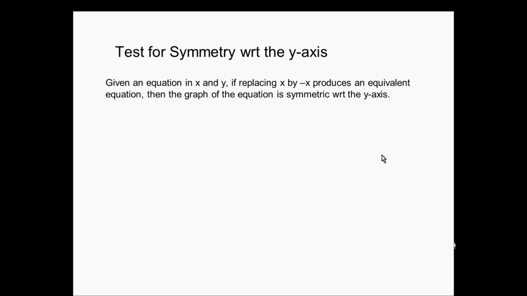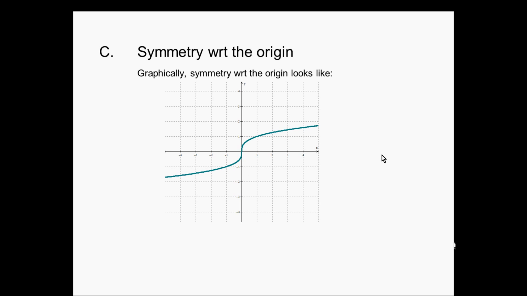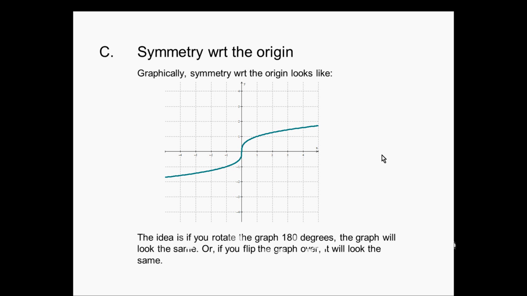Okay, we got one more symmetry to go. Symmetry with respect to the origin. So graphically, symmetry with respect to the origin looks like that. Notice this one is a function, but it doesn't have to be. The idea is if you rotate the graph 180 degrees, the graph will look the same. Or if you actually stand on your head and look at it, the graph will look the same.